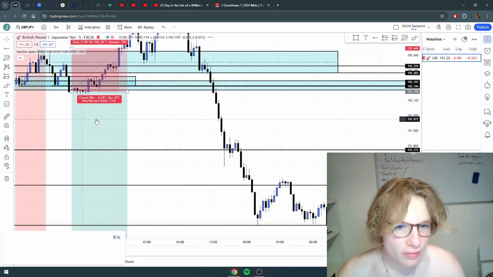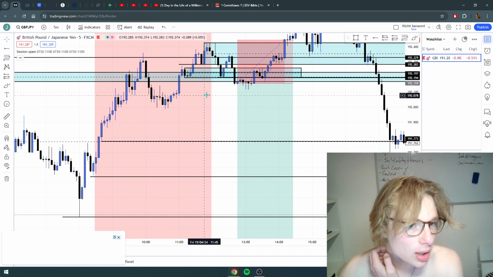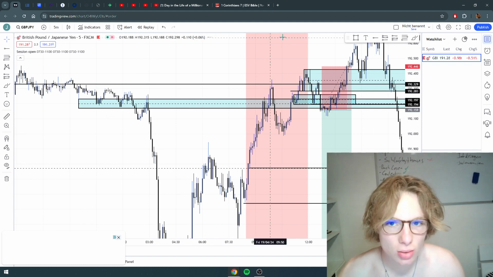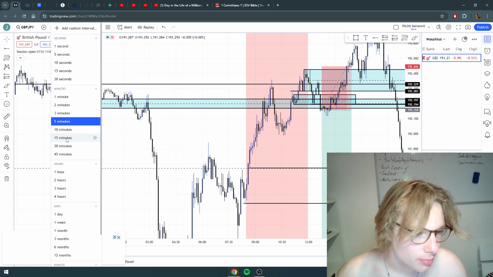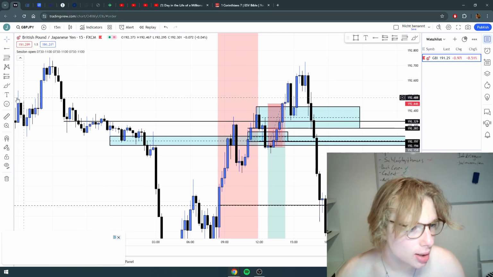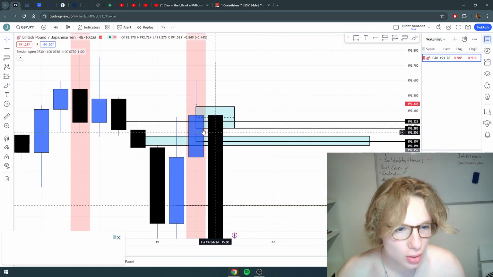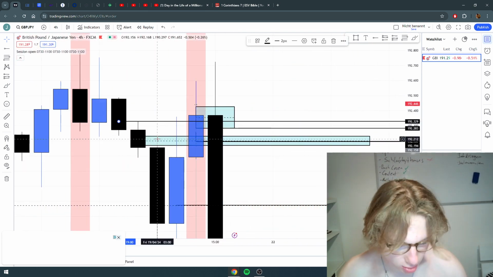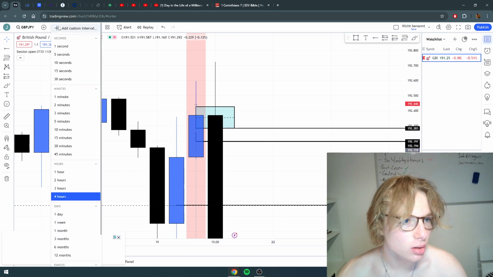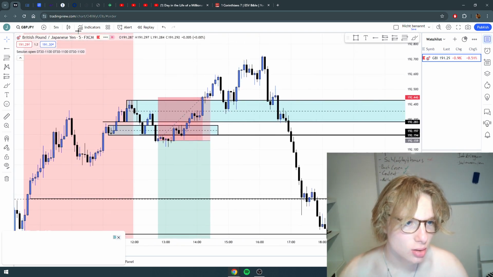Then I scaled down to the 5-minute to catch a break of structure, so I could take a trade off of that. That didn't happen, and we then swept this high and also this high. Hold on. So we swept both of those 4 hour candles and also kind of destroyed this fair value gap that got filled. But I was already in this.